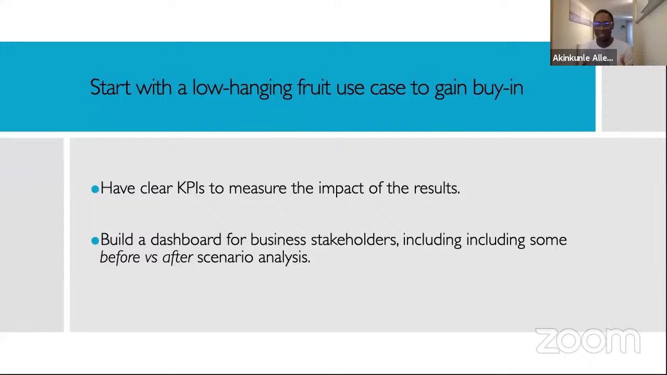It's not like Kaggle where you have a data set somewhere, you build everything, you build your confusion matrix and you're happy. In real life, you have to actually convince certain people that this is good. We need to pay for it. We need you to back us. We need you to put money behind this. So always start with a low-hanging fruit use case to gain buy-in.